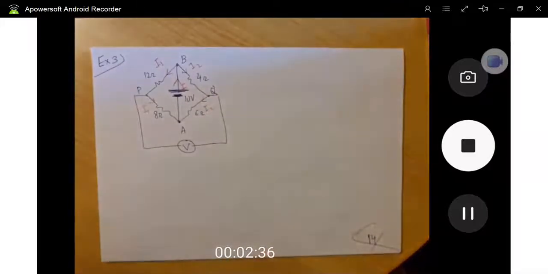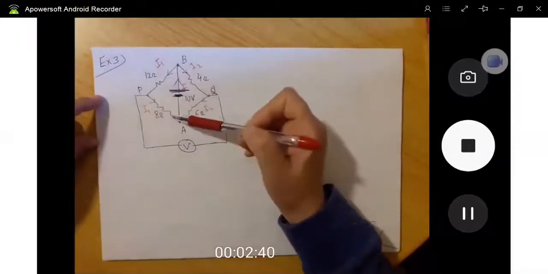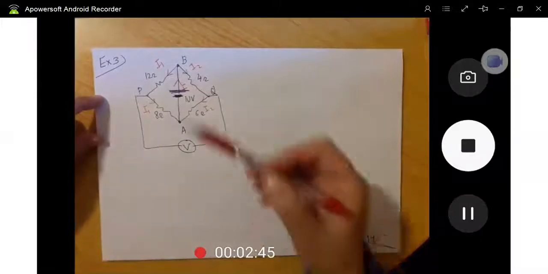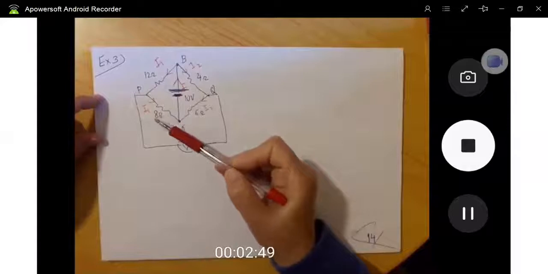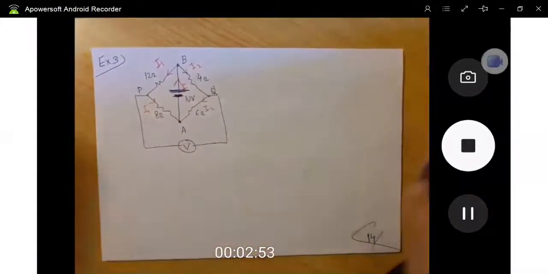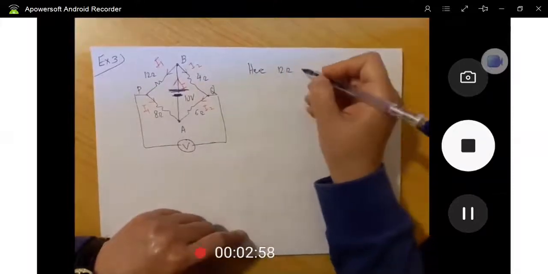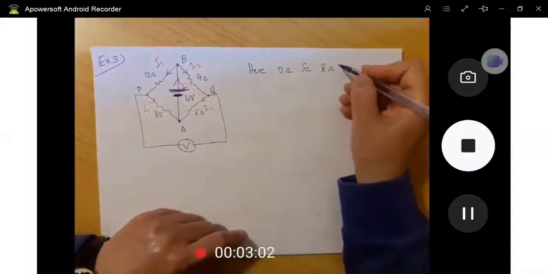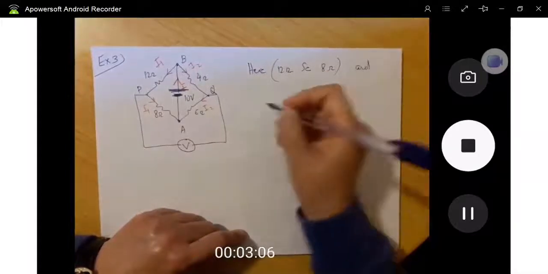Okay, fine ladies and gentlemen. If you have the same current flowing in different resistances, it means these resistances are connected in series. So I can say that the 12 ohm and the 8 ohm resistors are in series, and these are in series. Okay, so what we have here: the 12 ohm resistor is in series with the 8 ohm resistor.